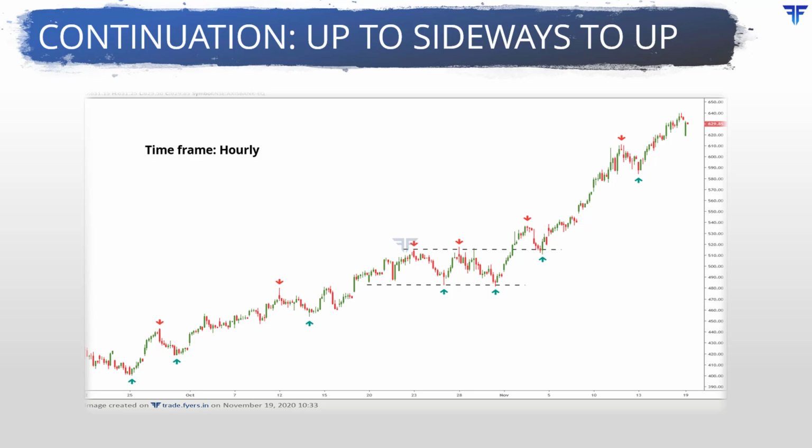Following this, the prior uptrend resumed. What we have here is an uptrend, then a pause, and then a continuation of the uptrend. It indicates a scenario wherein the bulls have regained control of prices following a brief pause.